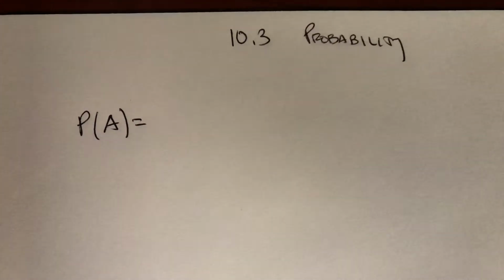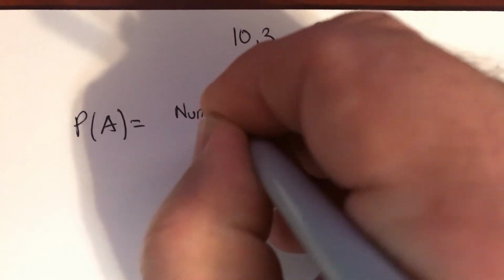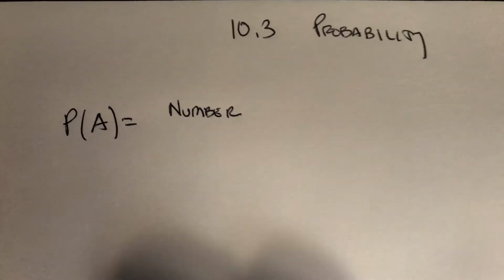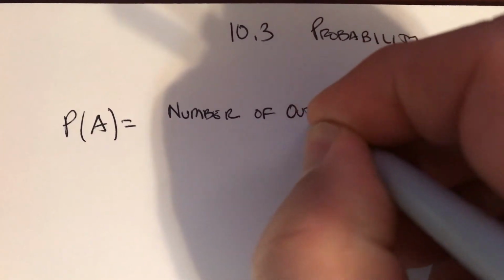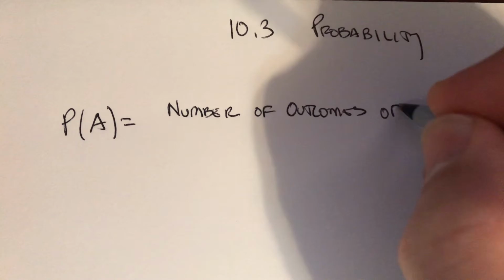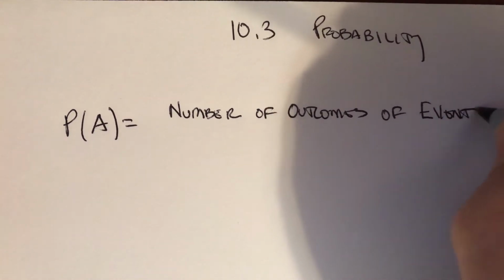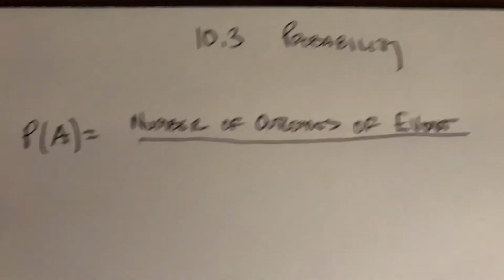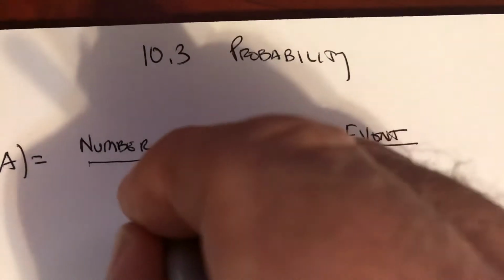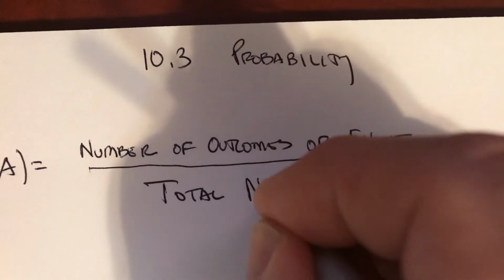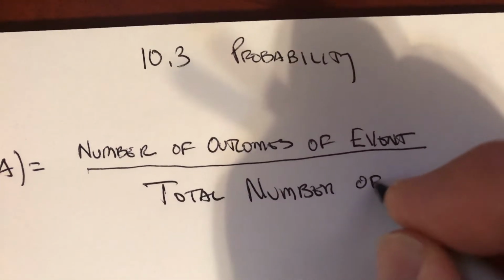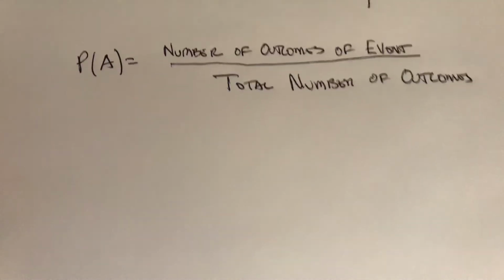Now, the theoretical probability is calculated in the following way. The probability of some event is the number of outcomes of an event over the total number of outcomes. Okay, that's how you calculate the probability.